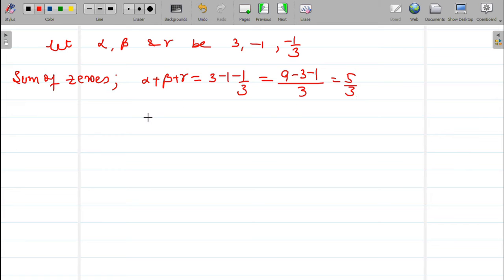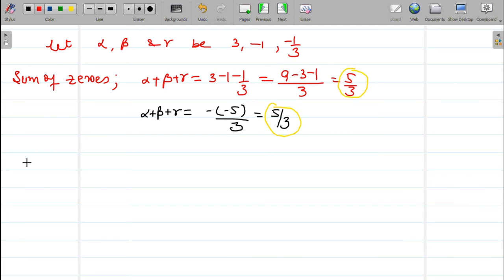Now if I go for the relationship here, alpha plus beta plus gamma is equal to minus b upon a. What is my minus b in the polynomial? That is minus of minus 5, and a is 3. So ultimately 5 by 3. So we can see that we have got these two values the same. This is what we had to verify.